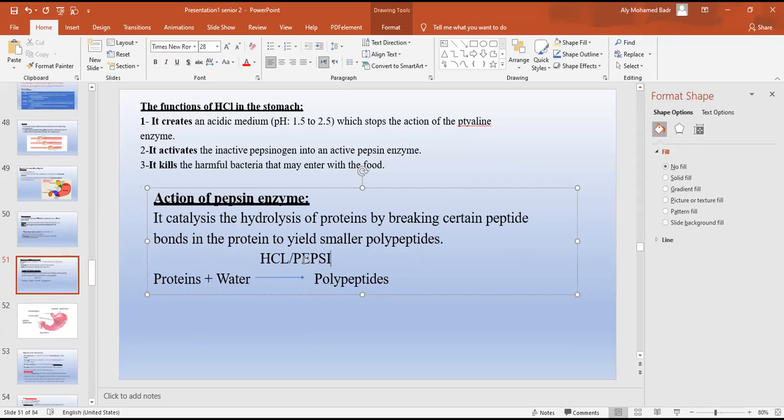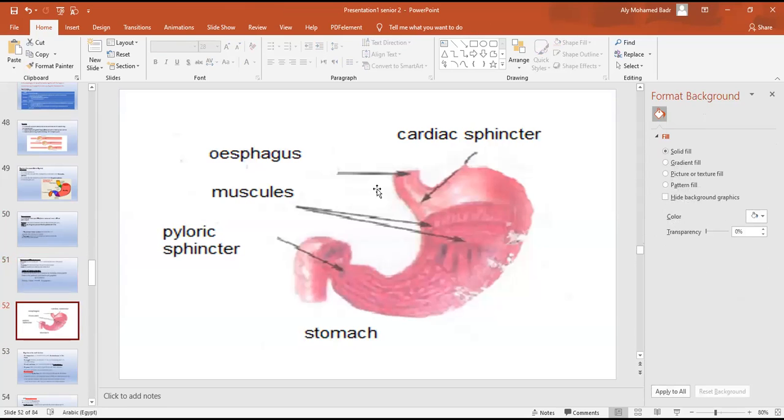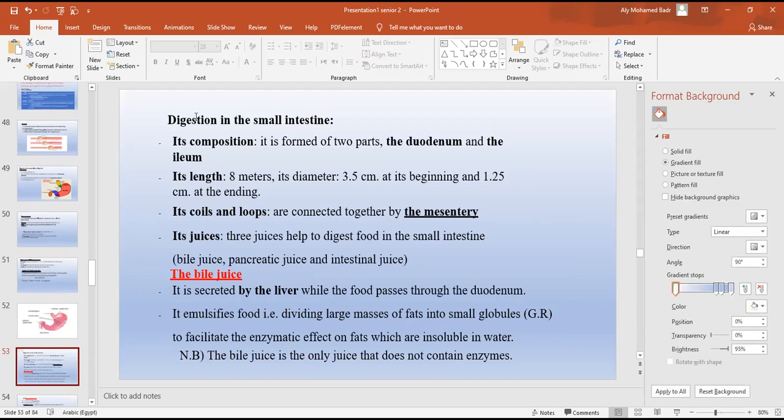Again, this is the esophagus, the cardiac sphincter muscle, and inside it the stomach, with its muscles and the secretion of the mucus layer inside the stomach, and the gastric juice, and the other pyloric sphincter muscle, which connects the stomach with the intestine.